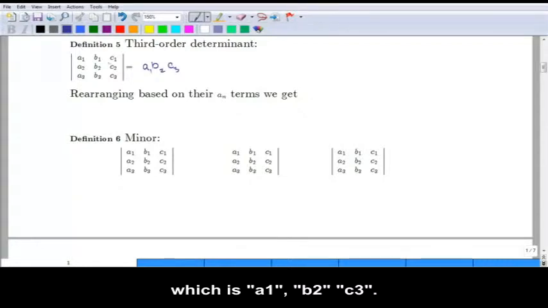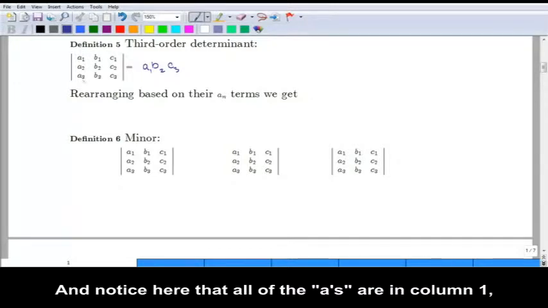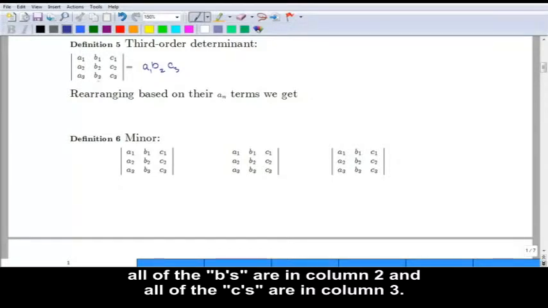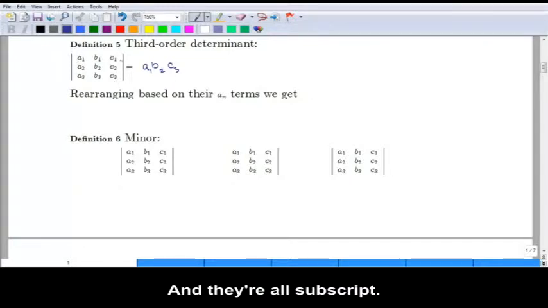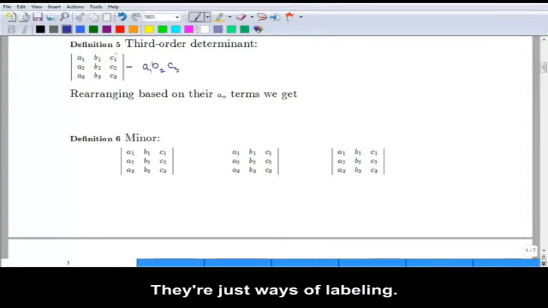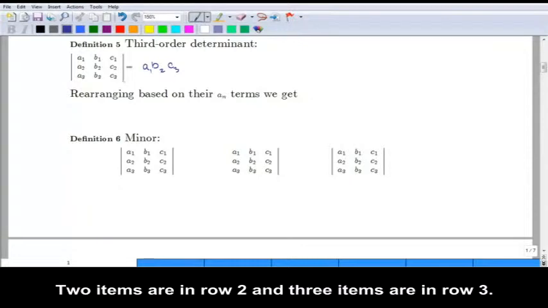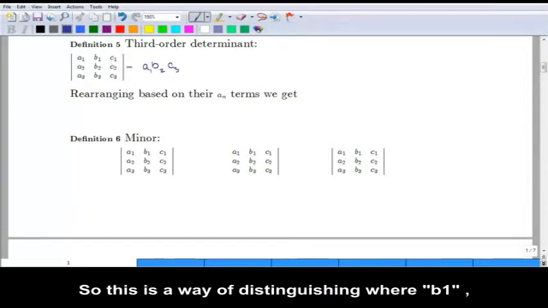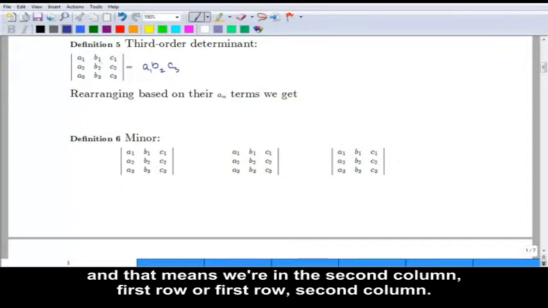B2, C3. And notice here that all of the A's are in column 1, all of the B's are in column 2, and all of the C's are in column 3. And that all of the subscripts, and again, these are subscripts, they don't actually affect the number itself, they're just ways of labeling. The 1 items are all in row 1, 2 items are in row 2, and 3 items are in row 3. So this is a way of distinguishing. If we're in B1, then that means we're in the second column, first row, or first row, second column.